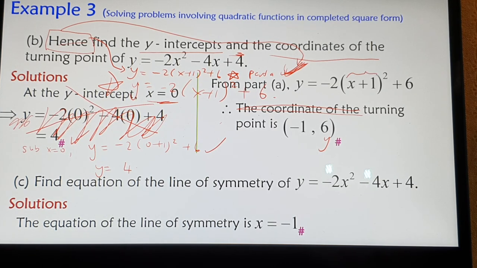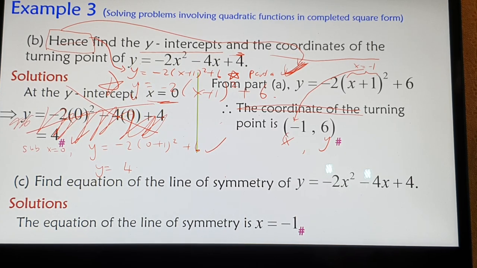When will this be 0? When x equals minus 1. That's why this is minus 1. Hope you understand. We repeated this many times in class. I think this is the hardest to understand for this whole chapter. Alright? Now find the equation of line of symmetry. No, I didn't go through this in class, because I wanted to go through now.